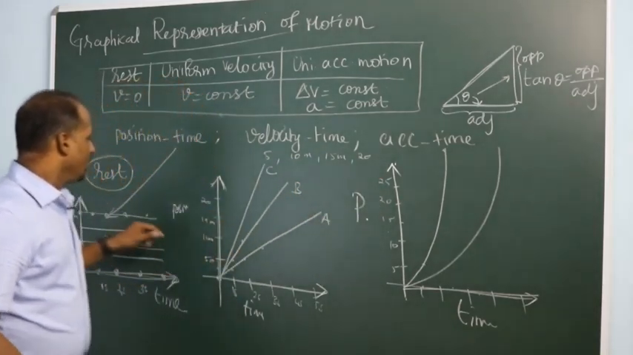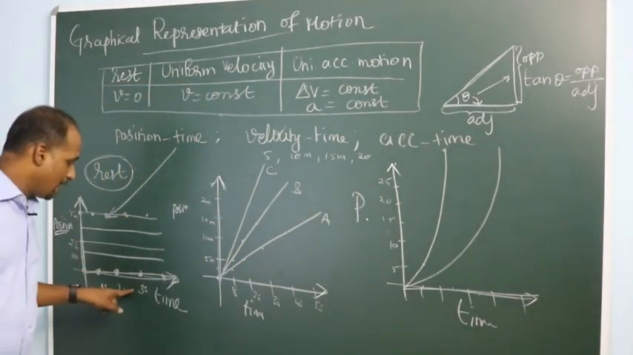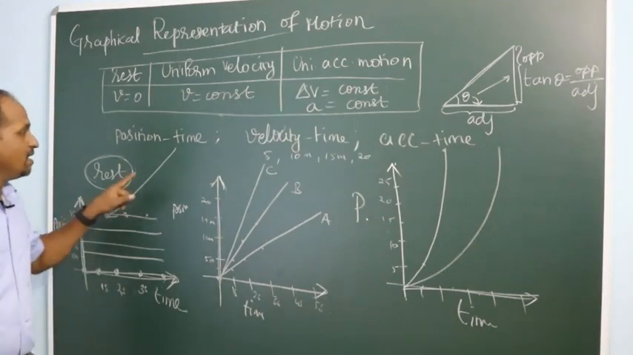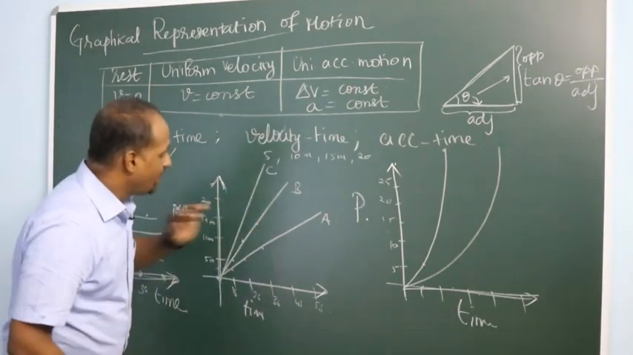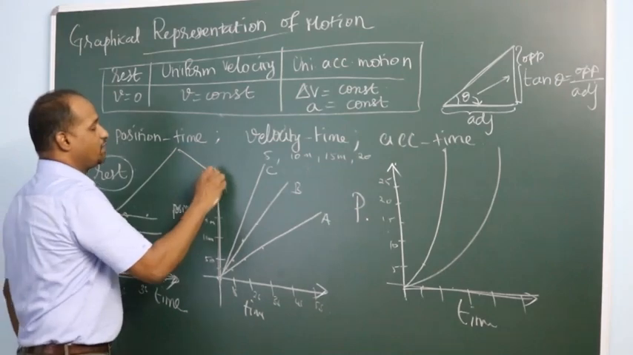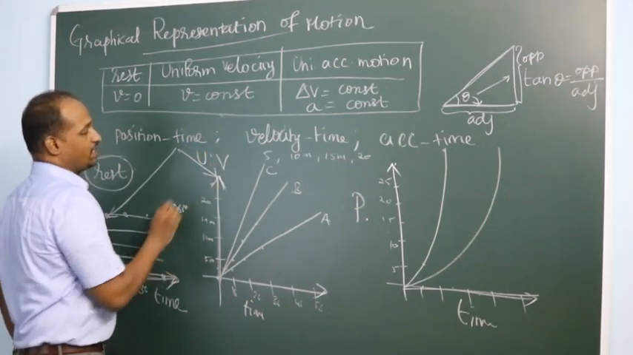So a straight line parallel to time axis represents rest. So an inclined straight line refers to uniform velocity.